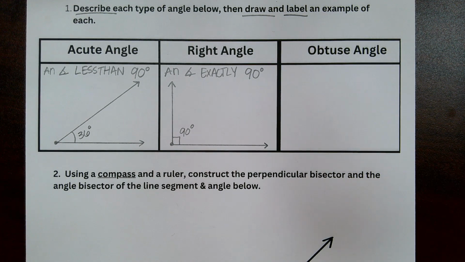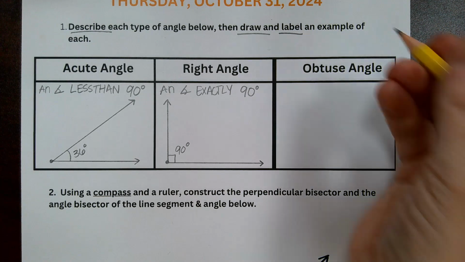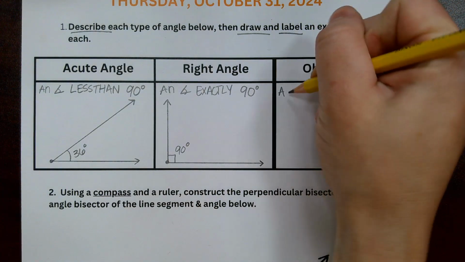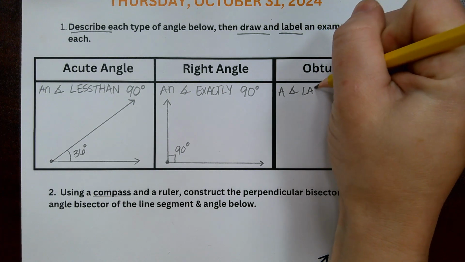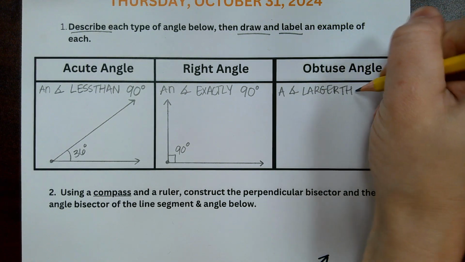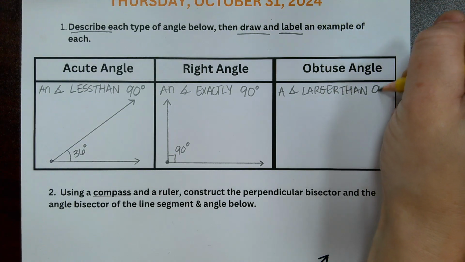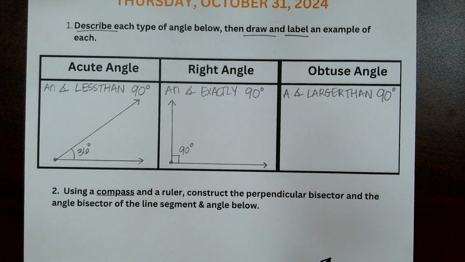Let's move on to an obtuse angle. How do we describe that? Yes, it's going to be an angle larger or bigger than 90 degrees. Larger than 90 degrees.